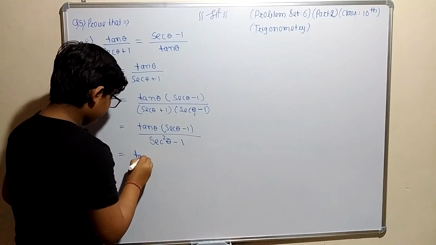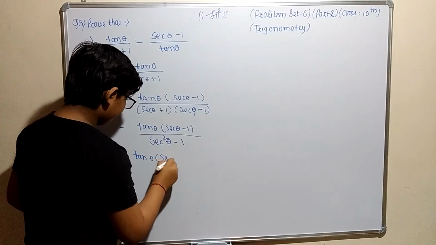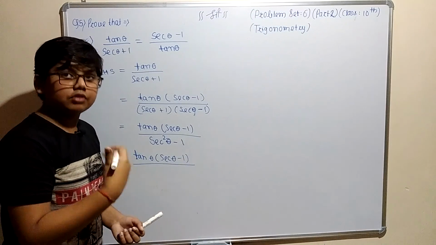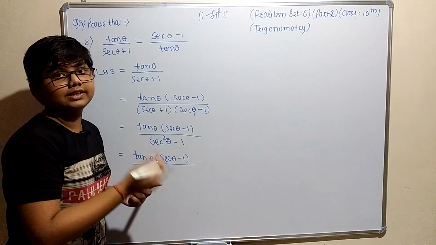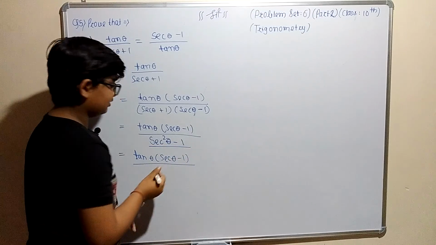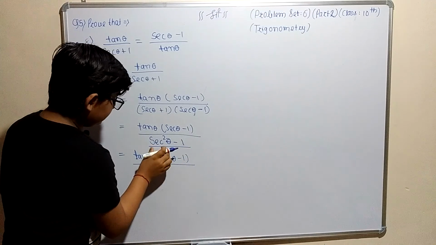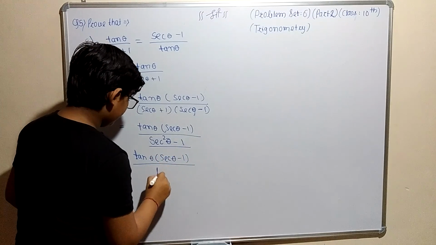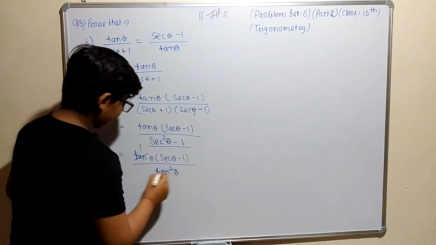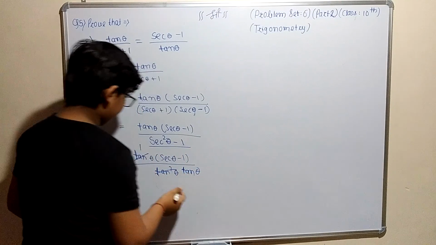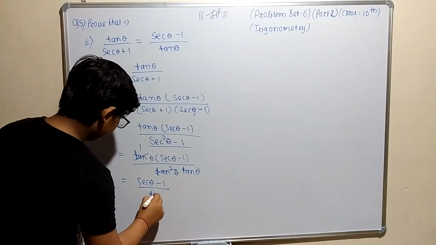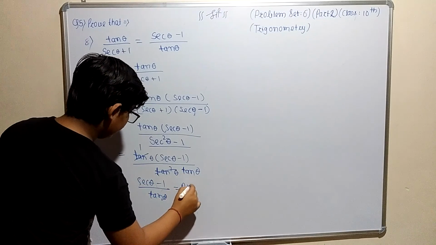Now next step, numerator as it is, tan theta times sec theta minus 1 divided by sec square theta minus 1. We know that 1 plus tan square theta is equal to sec square theta. So we can say that tan square theta is equal to sec square theta minus 1. We can write it in the denominator, tan square theta. Now divide these two, tan theta times tan theta, tan theta. So we will get sec theta minus 1 divided by tan theta, that is equal to RHS.